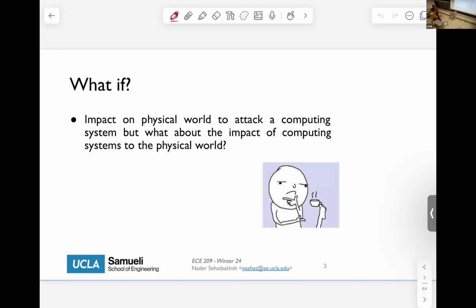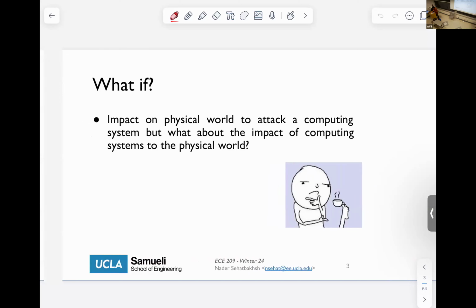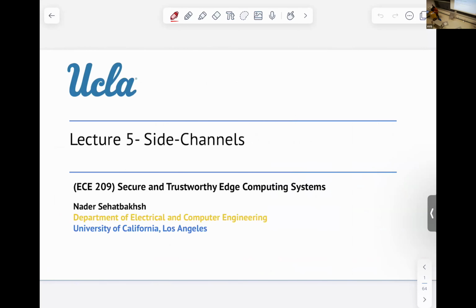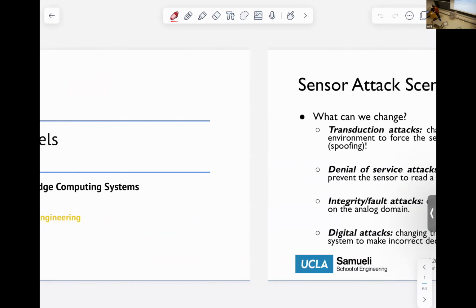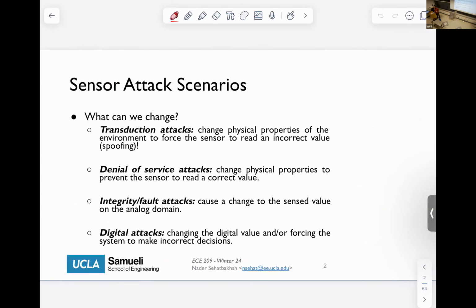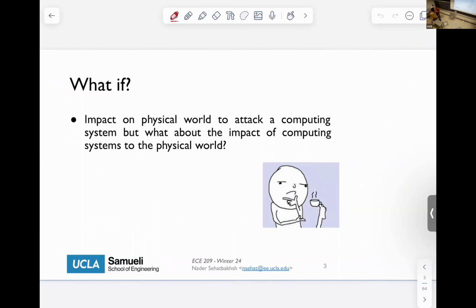All right, so we are done with that part. And if you remember, last time we started discussing side channels. We said that side channels are essentially the opposite of the sensor attacks. For the sensors, we are changing the environment and seeing the impact on the device, attacking the device by creating faults, by creating attacks, and so on and so forth.